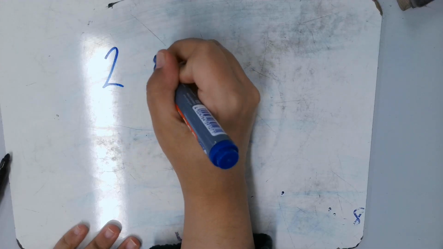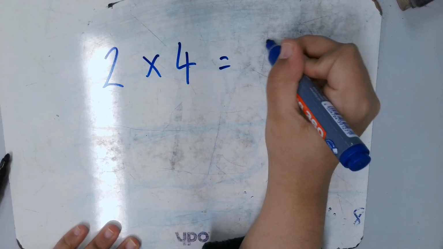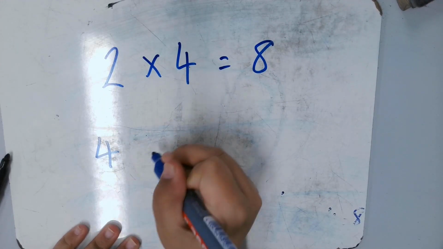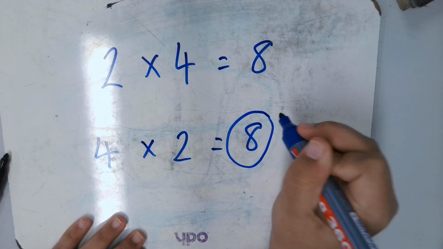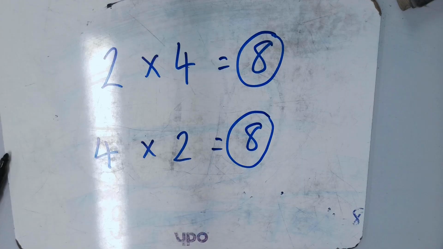I had 2 multiplied by 4, which gave me 8. And I also have 4 multiplied by 2, which gives me 8. Notice how my whole always stays the same.